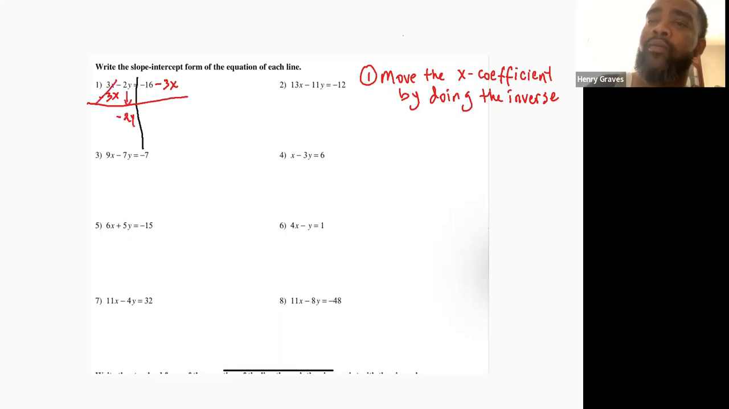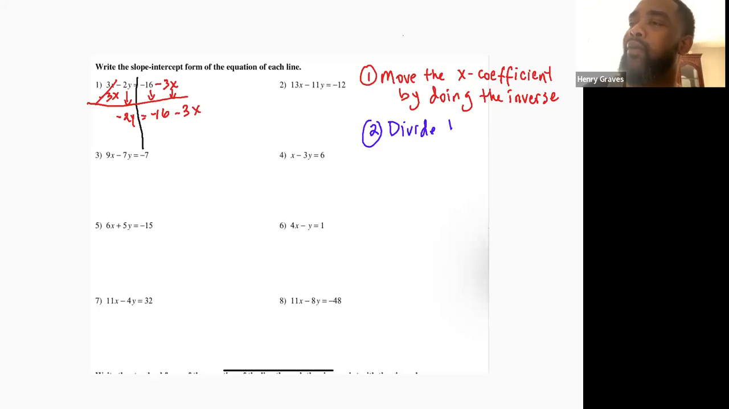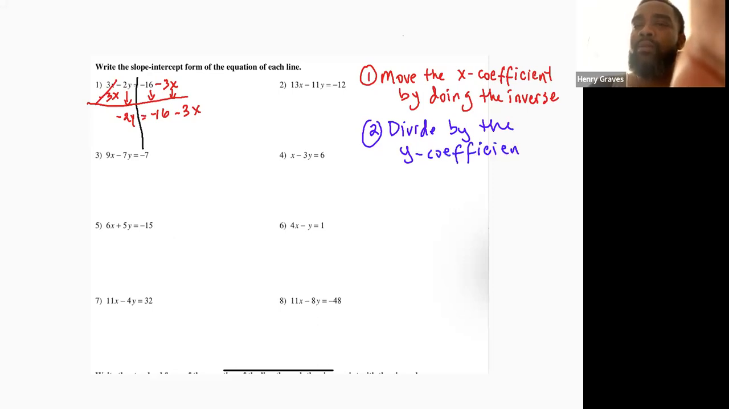It's 3x. Then my second step is I'm going to divide everything by the y coefficient right there. So when I do that, I divide everything by negative 2. So now this goes away. So y will equal negative 6 divided by 2, which is a positive 3, plus negative 3 divided by negative 2, just positive 3 over 2x, and I'm done.